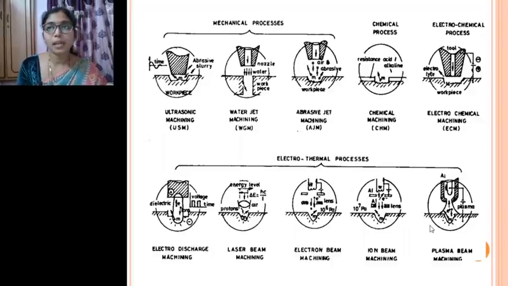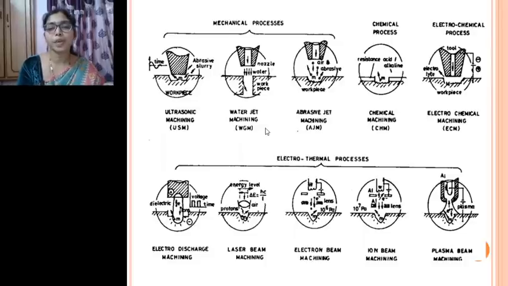So this is the ultrasonic machining process. The next one is water jet machining. If you take the applications of ultrasonic machining, it is mostly used for machining glass surfaces and ceramic kinds of materials. Highly brittle materials are machined by using the ultrasonic machining process. And next we have water jet machining.